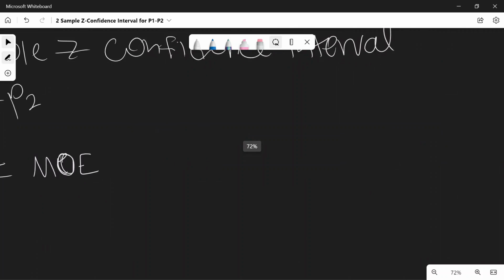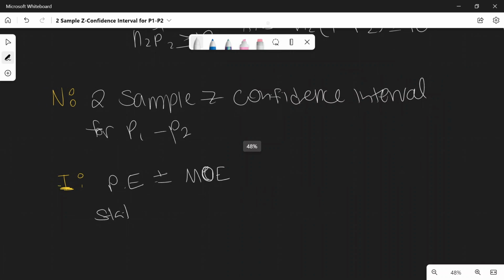Let me zoom in. Maybe that's why the pen isn't working. Okay, statistic plus or minus the margin of error. So your point estimate is your statistic. So in this case, what is your statistic? It is actually both P hat 1 and P hat 2. And you want the difference in them, so you're going to write the difference. And that is your point estimate.